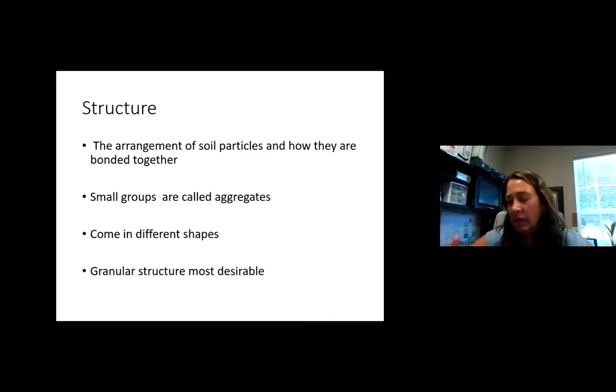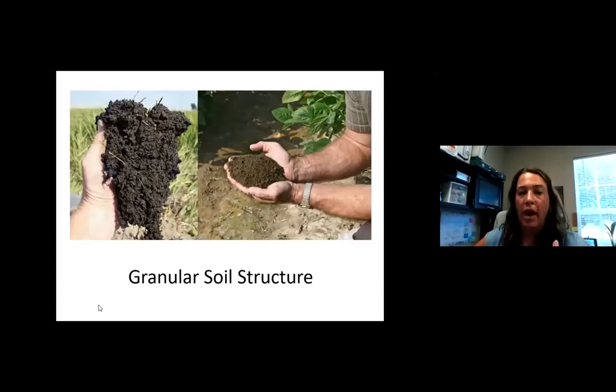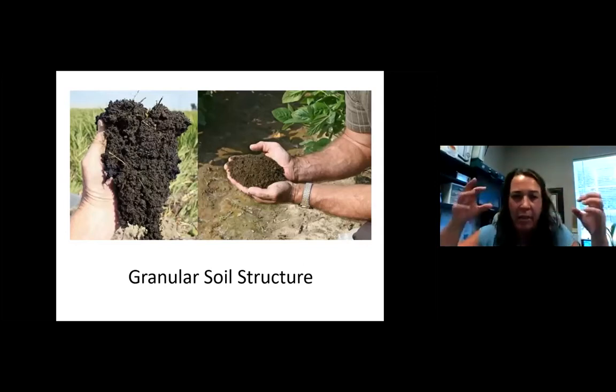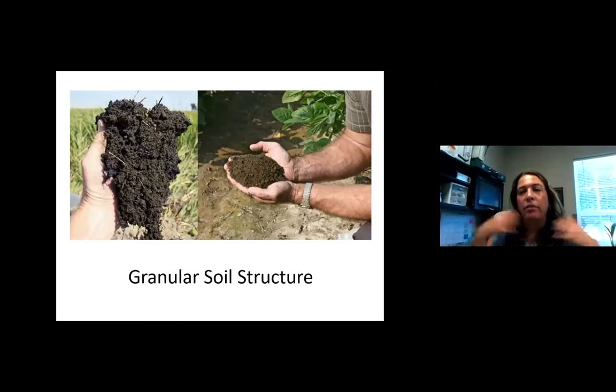And so mostly what we're looking for is this kind of granular, cake batter look. And if you look at it, you can see that it's what we think of when we think of really good soil, because it's crumbly, it's light, it's friable, it's arable. It just looks like it's healthy. It looks like what plants want to grow in.